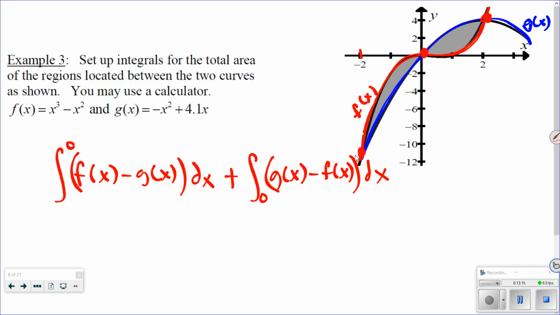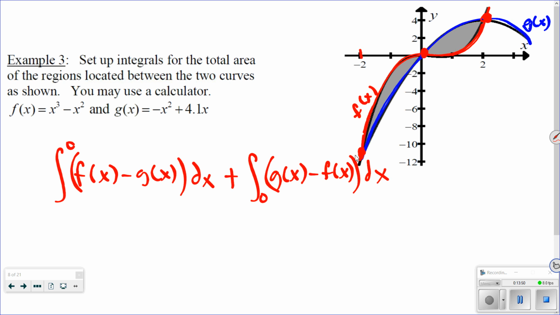And I'm not going to show you the calculator up here just because every time I do, my smartboard program freezes up. So all I'm going to do, and we've done this a lot before, is go into y equals and put those two functions in there. So I'm going to put x cubed minus x squared, and my second function is negative x squared plus 4.1x.